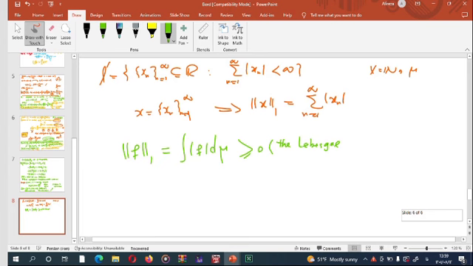The Lebesgue integral of any non-negative functions is non-negative. Okay? We use this fact that we saw in the previous semester and previous sessions.